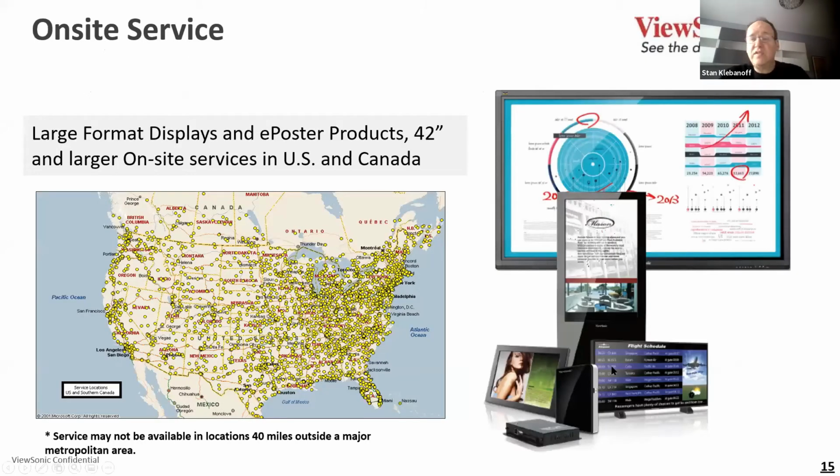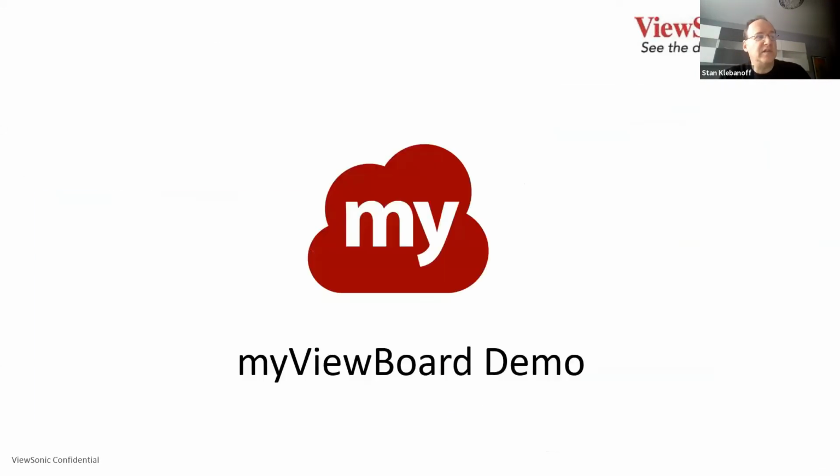As far as service goes, anything we sell that's over 42-inch has a 3-year on-site warranty, which can also be enhanced to white glove. The white glove service means that if it's mounted on the wall, we'll send 2 people out. They'll take it off the wall, repair it, and put it back on the wall. If it's regular service, it's your responsibility to take the panel off the wall, and we'll service it. But for most of the metropolitan areas in the US and Canada, we offer on-site service.